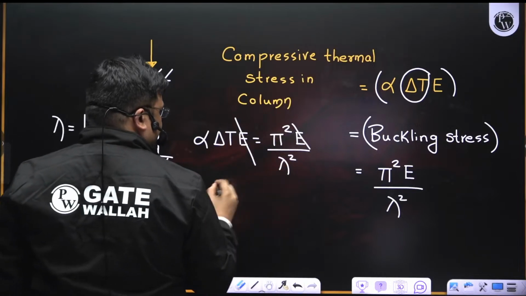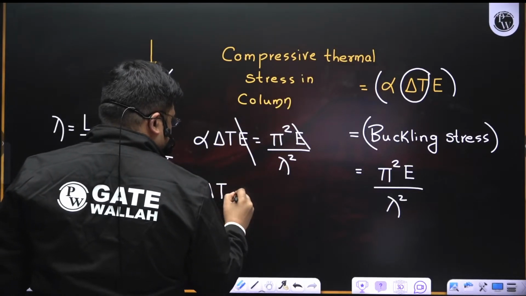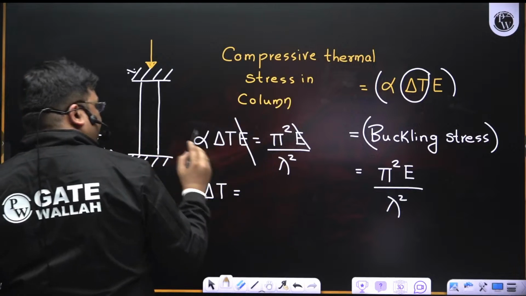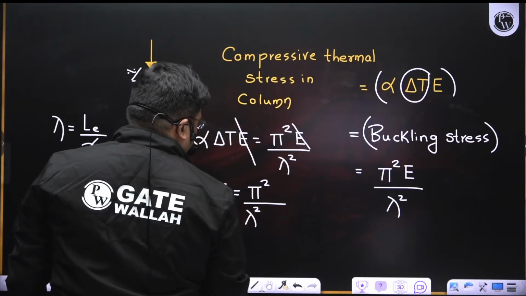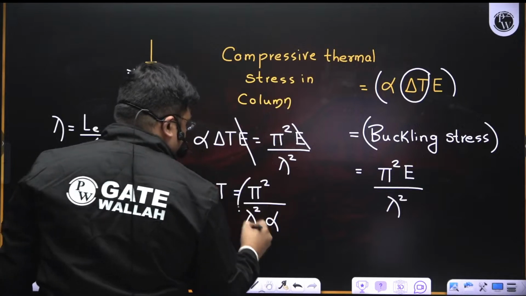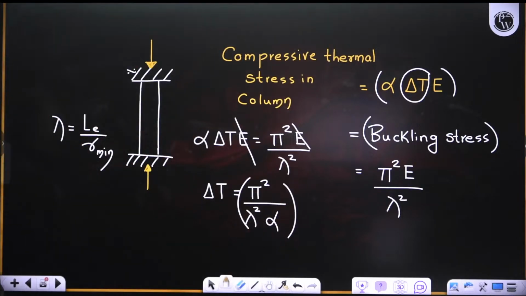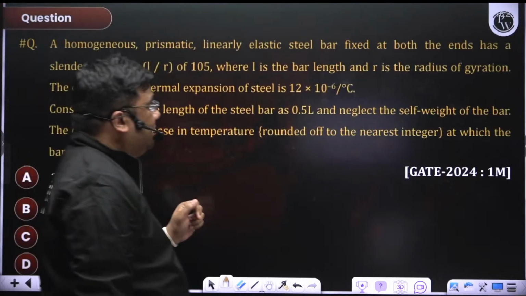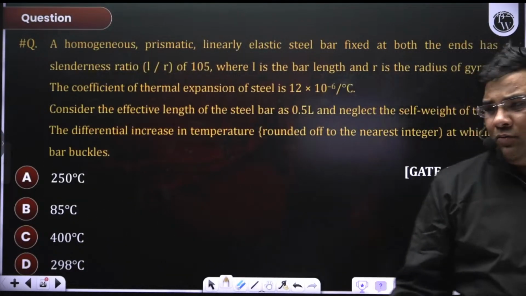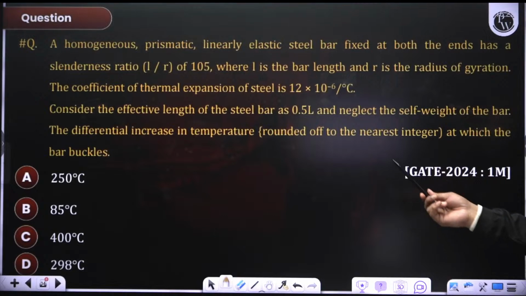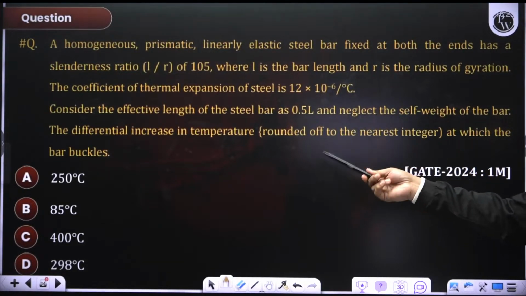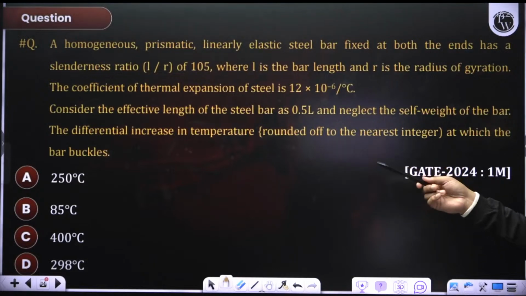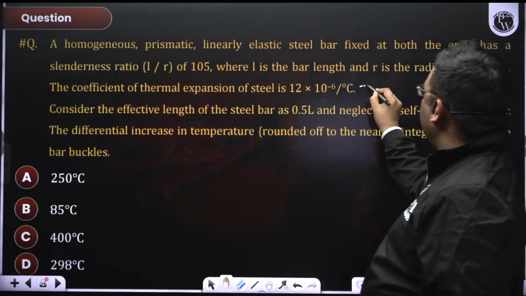E gets cancelled. So the increase in temperature required for this column to buckle will be pi square by slenderness ratio square into alpha, and I can find out this increase in temperature. So this question was asked last year. You see, very easy question. The concept is very easy. It is the differential increase in temperature at which the bar, or in this case we can say the column, buckles. So you see, alpha is given.